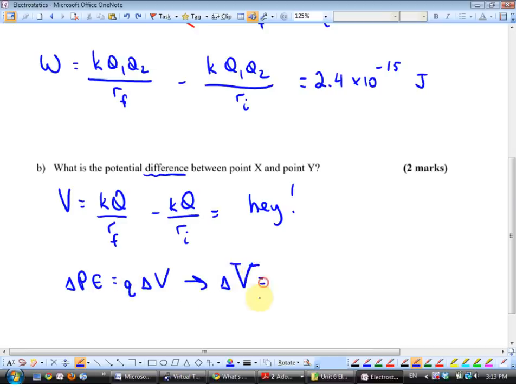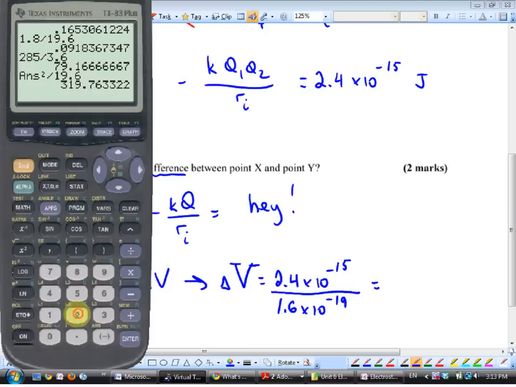Apparently, the potential difference is going to be 2.4 times 10 to the negative 15 divided by 1.6 times 10 to the negative 19. Now, although voltage is a scalar, when I'm using the QV equation, I don't put in the negatives and positives. I can't give you a great explanation as to why, except I know you just don't. Hey, let's see if that works. Be great if it did. 2.4 times 10 to the negative 15 divided by 1.6 times 10 to the negative 19.